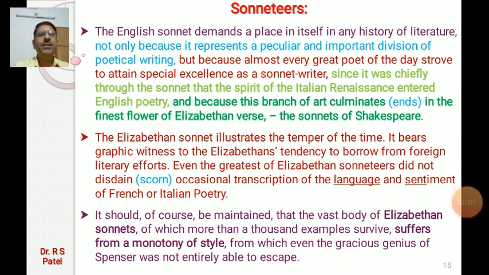So this is the description of the sonnet form developed in the Elizabethan period. The contribution by Wyatt, Surrey, Sidney, Spenser and Shakespeare is very great, and the sonnet form developed very greatly in the mighty hands of such sonneteers.